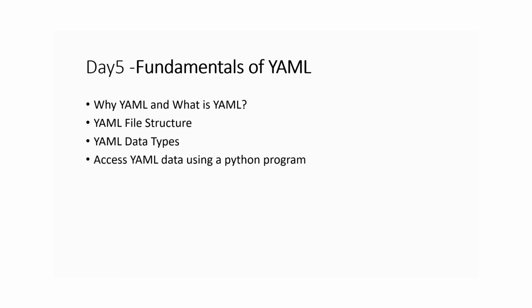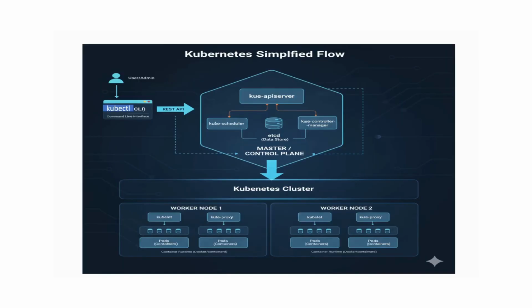Now let's see why we need YAML and how commands work inside a Kubernetes cluster. When working with Kubernetes, we interact with the API server through a CLI called kubectl. You can think of it as talking to a cluster using a command line tool. With kubectl, we can create, update or delete resources inside the cluster. For example, whenever we type a command like kubectl get pods or kubectl create deployment, kubectl sends that request to the API server through a REST API.